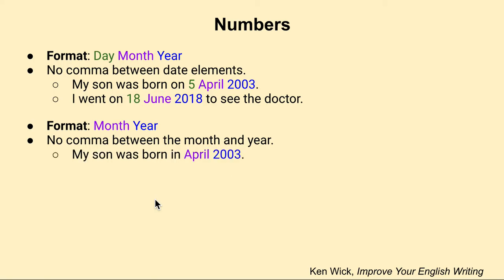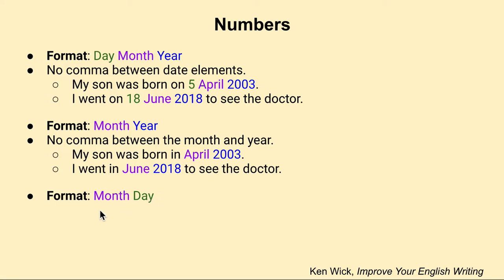Using my standard examples: my son was born in April 2003. Month and year, no comma between them. And the next example is: I went in June 18 to see the doctor. Once again, you have month and year, no comma between them.